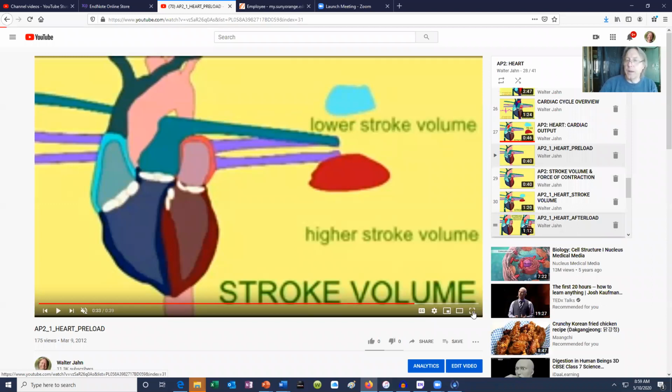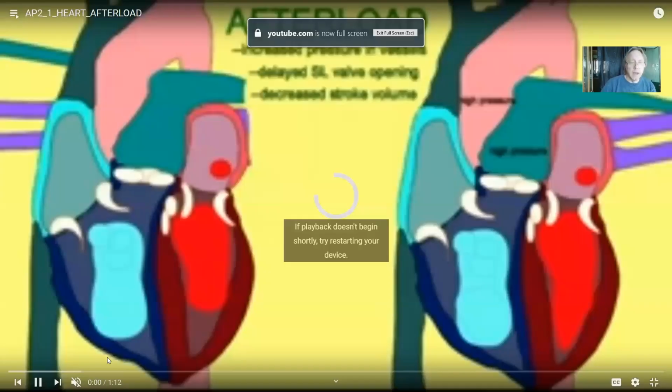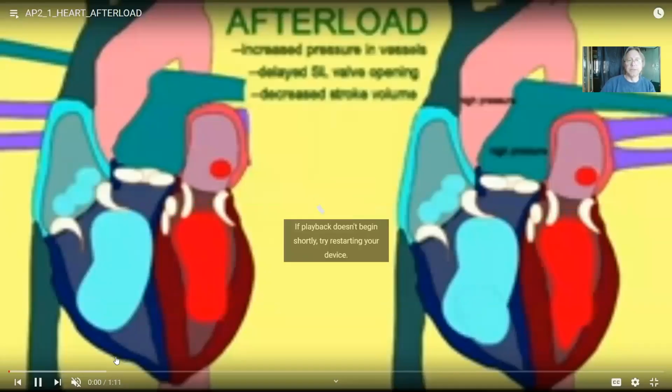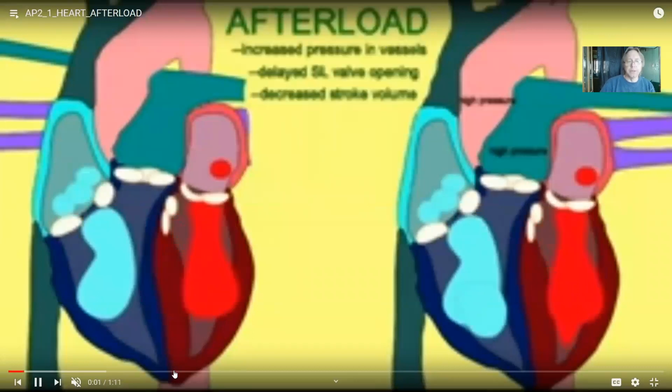Afterload refers to how much blood is left over after the systole is done. So the ventricle squeezes, and you're assuming it squeezes out all the blood, right? And the answer is no, because we have that ESV, that end systolic volume. Not every drop of blood leaves the ventricles during systole.